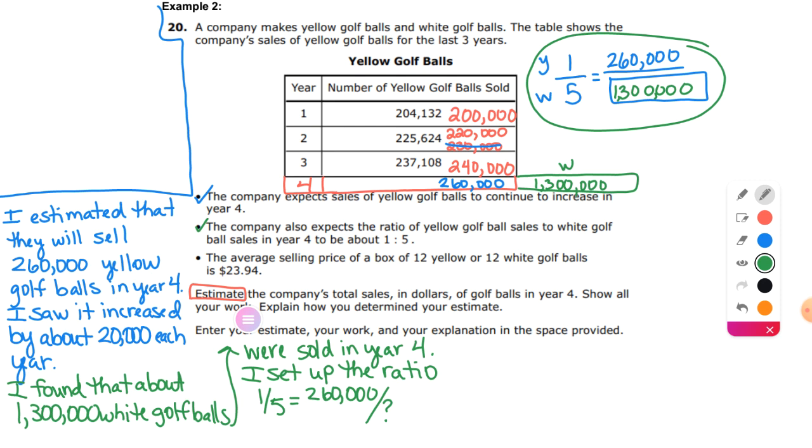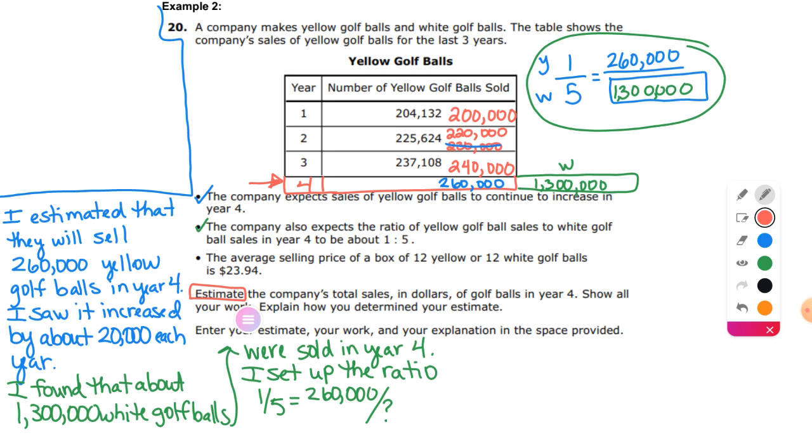Now, I'm going to read through the rest of it because this one's not as straightforward. The average selling price of a box of yellow or white golf balls is $23.94. So it gives me money information, price information. It wants me to estimate the company's total sales in dollars of golf balls in year 4. Show all your work, explain how you determined your estimate. So we are just focused on total sales from year 4.